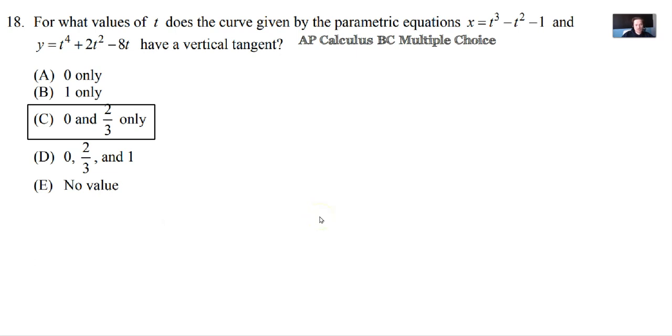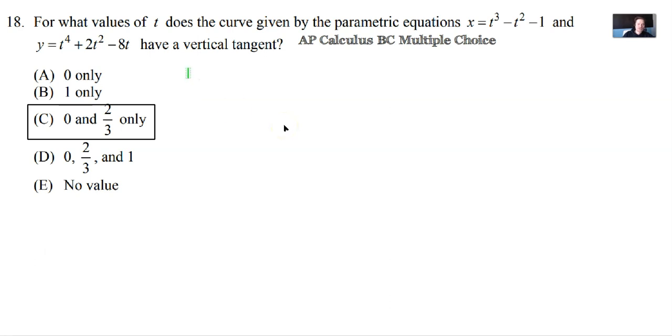This is question 18 from the 1997 AP Calculus BC multiple choice section on parametric equations. What values of t does the curve given by the parametric equations x equals t cubed minus t squared minus 1 and y equals t to the fourth plus 2t squared minus 8t have a vertical tangent? Well, the answer is C, 0 and 2/3, but let's see why.